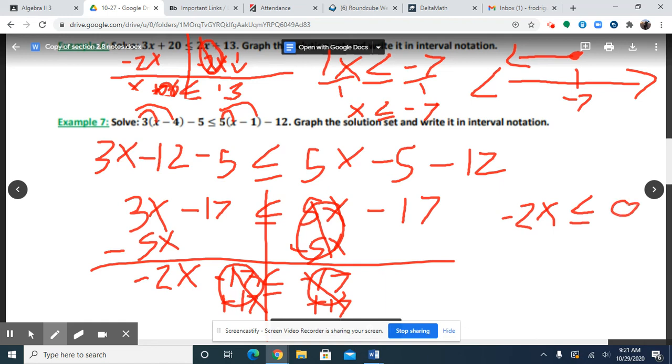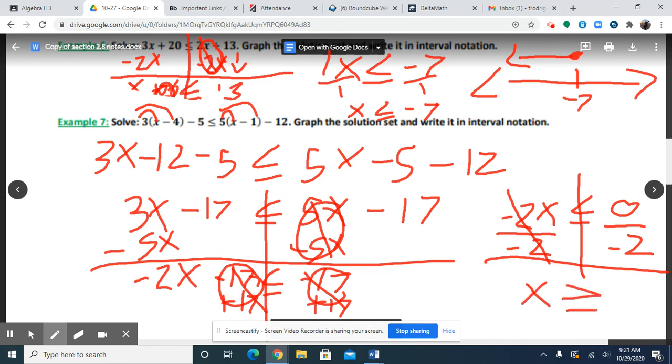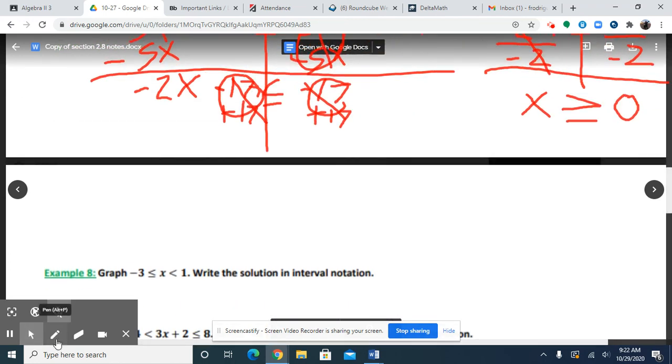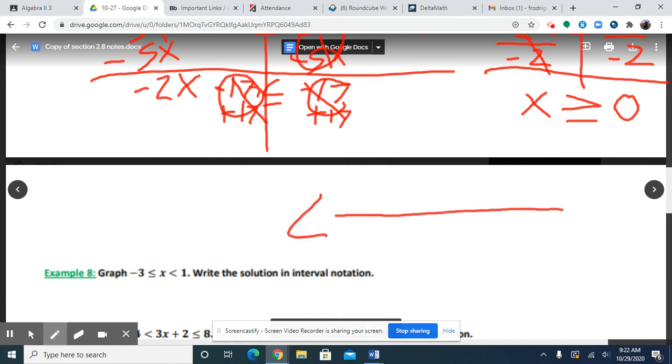Now this is where it's important because we still need to divide by negative 2. And since we are dividing by a negative, that means that the inequality is going to flip. So the answer is still 0, but now it's x greater than or equal to 0. So graphing this, we would start off at 0, and it's everything greater than 0.